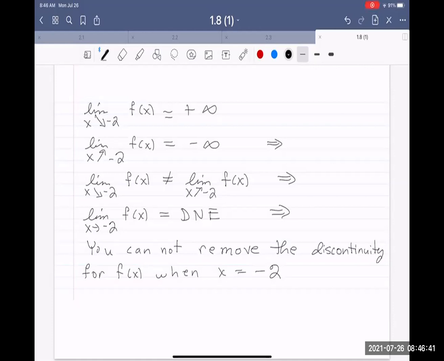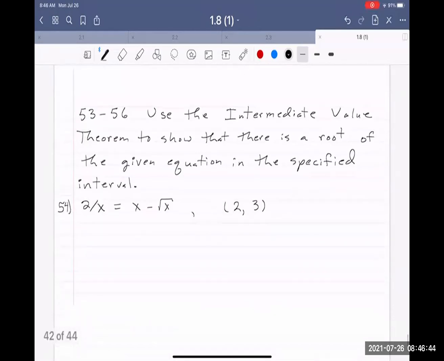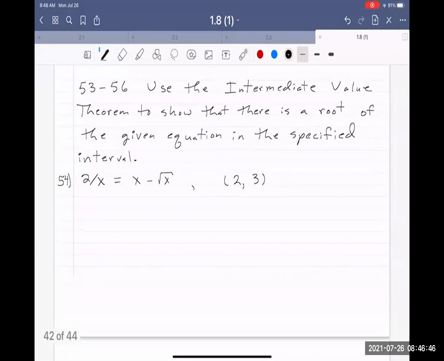Okay, so let's do the next problem. Problems 53 through 56. Use the intermediate value theorem to show that there is a root of the given equation in the specified interval. Problem 54. 2 over x equals x minus the square root of x in the open interval 2 to 3.